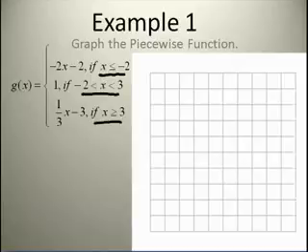What I'm going to do first is separate my 3 separate lines, and I'm going to graph each of them one at a time. And I'll use 3 different colors to graph the 3 different lines. So I'm going to put 0, 0 over here.